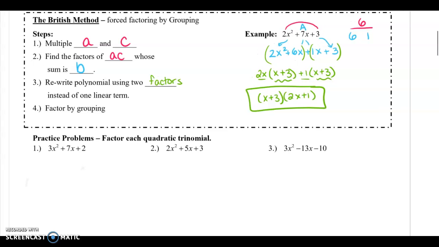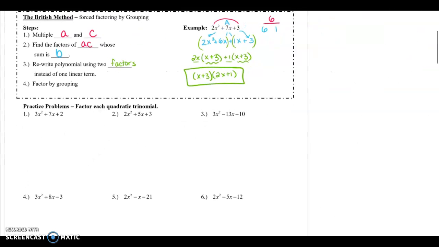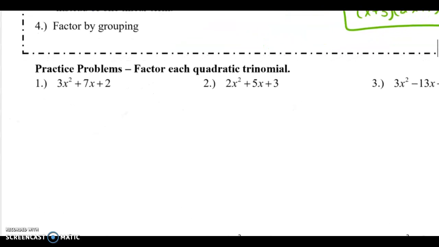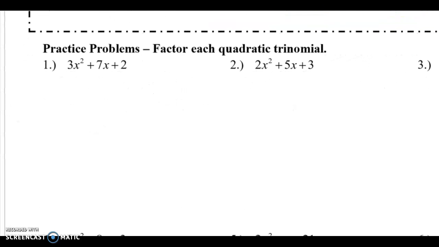So looking at problem number 1. Problem number 1 is very similar to the first one that we did together. So the first thing you want to do is multiply the first and the last term. So 3 times 2 is 6. So I need two numbers that multiply to 6 and add to 7. Well, once again, that's going to be 6 and 1. So I rewrite my polynomial as 3x squared plus 6x plus 1x plus 2. So I'm basically unsimplifying it by filling in those two factors.